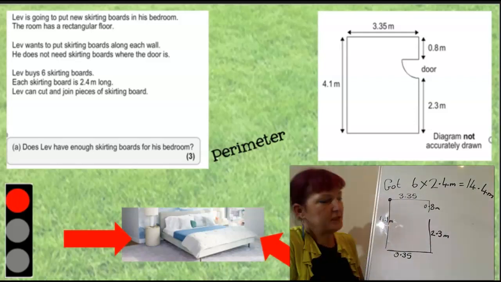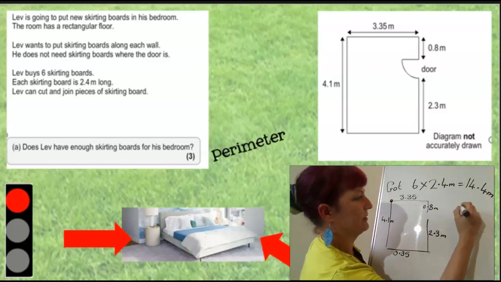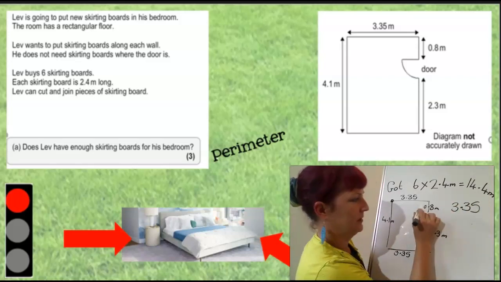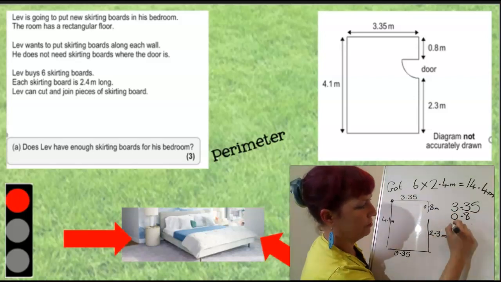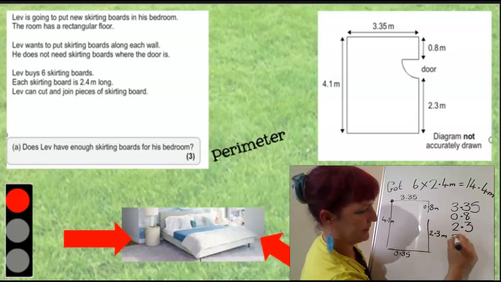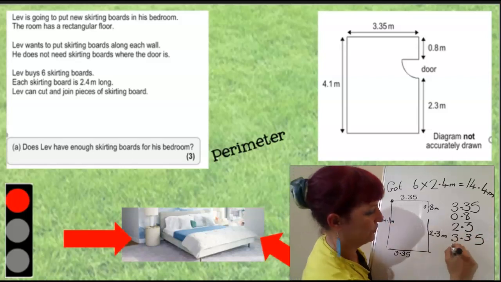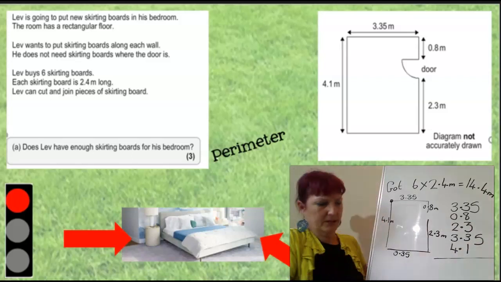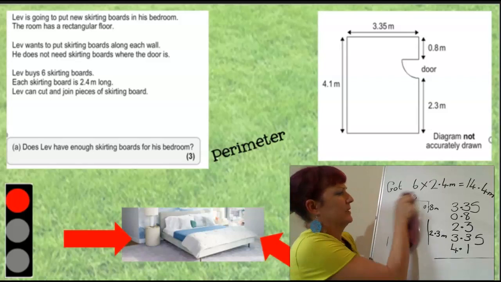Okay. I'm going to add them all up together so that I get that beautiful point for method. And what will help me, as usual, is writing them nice and neatly on top of each other. So I've got 3.35, 0.8, 2.3, 3.35, 4.1. Just going to rub some of this off as it's a little bit all over the place.